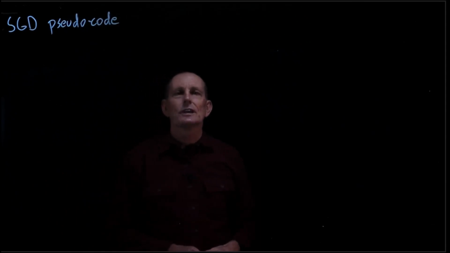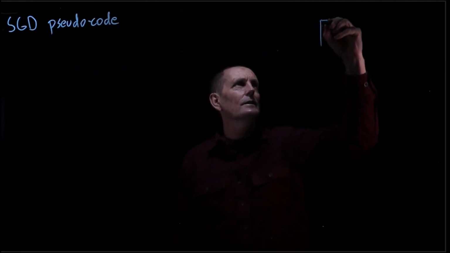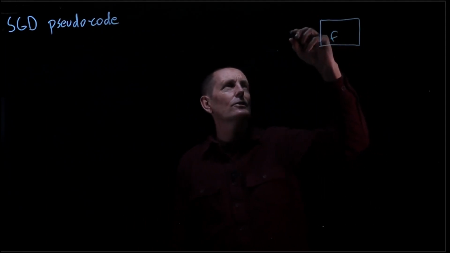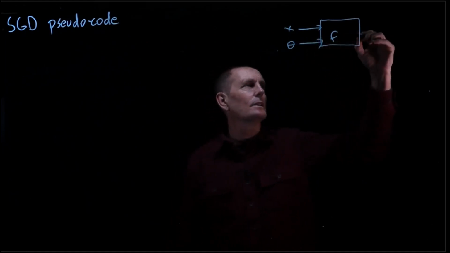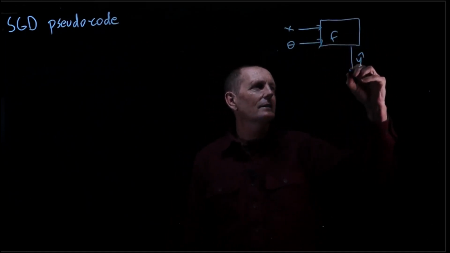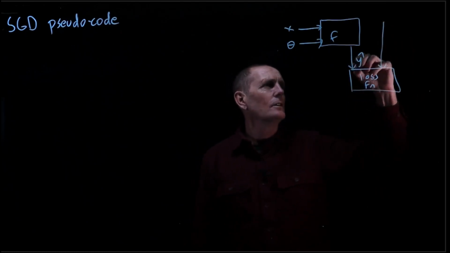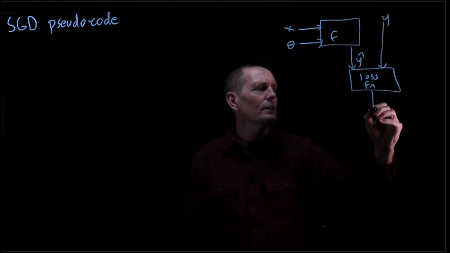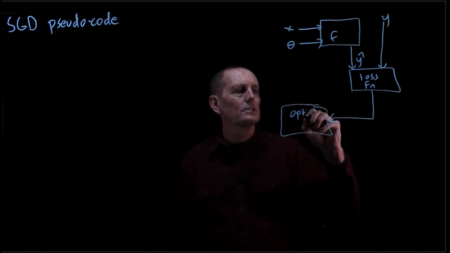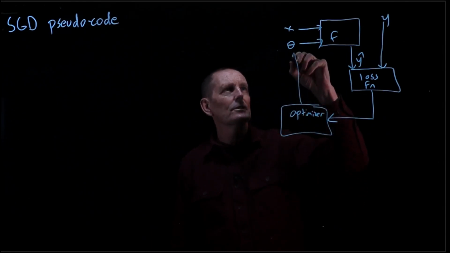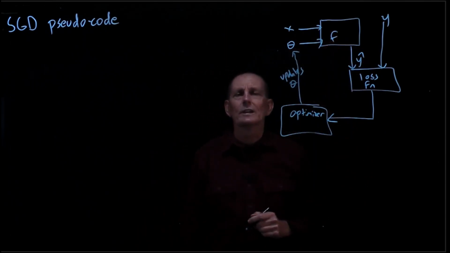Let's look at the stochastic gradient descent pseudocode. Again, just as a reminder, what we've got is f with our x coming in and our theta coming in, and this outputs a y hat. Our loss function gets fed y hat and y, and loss comes out. We go into our optimizer, and our optimizer updates theta. So this is one loop of gradient descent.